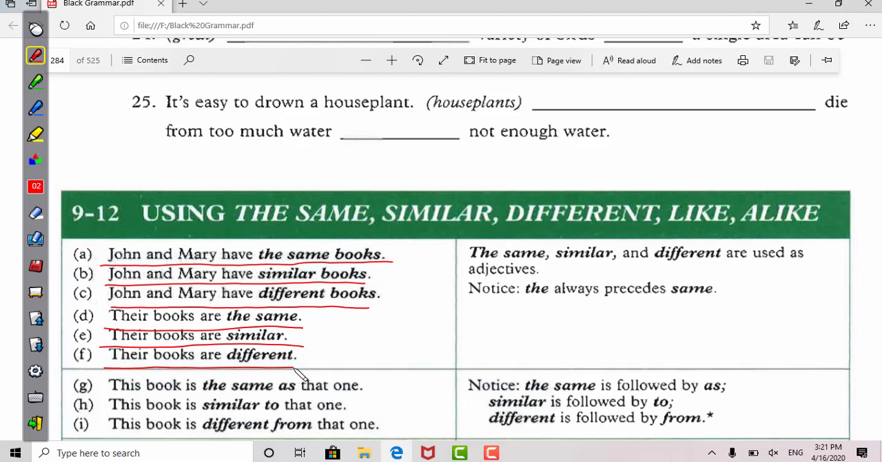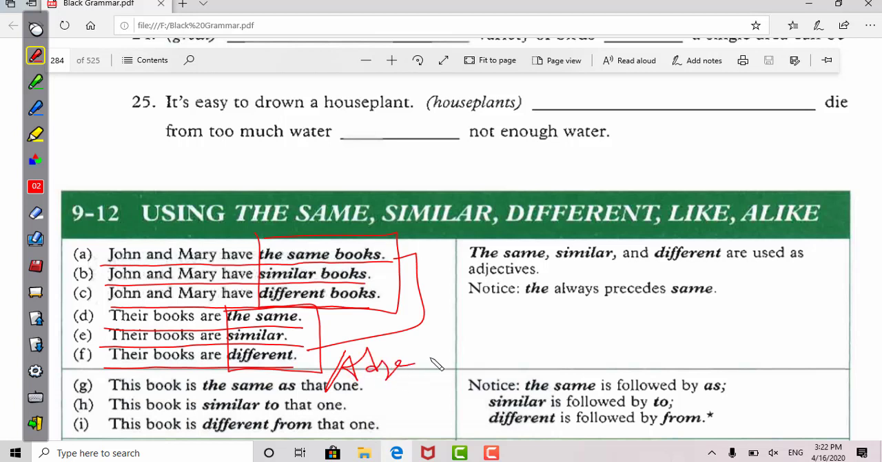All right. Just the things that you have to remember: when you talk about the same, similar, and different over here, they can be used as adjectives. The same books, similar books, and different books. And we always use "the" for "same" over here, and this one is an adjective, guys. Their books are the same. Their books are similar. Their books are different. Also, this one is an adjective.